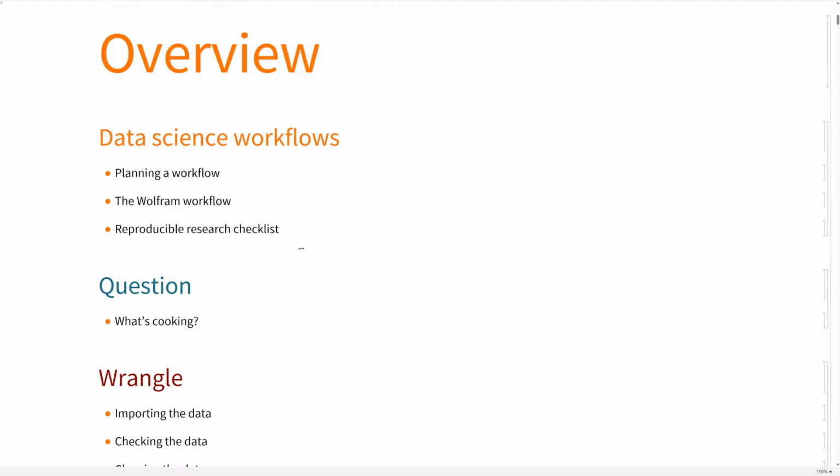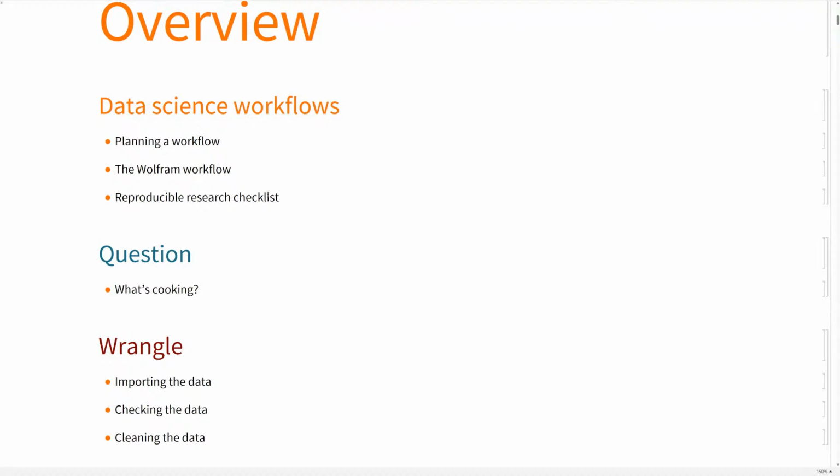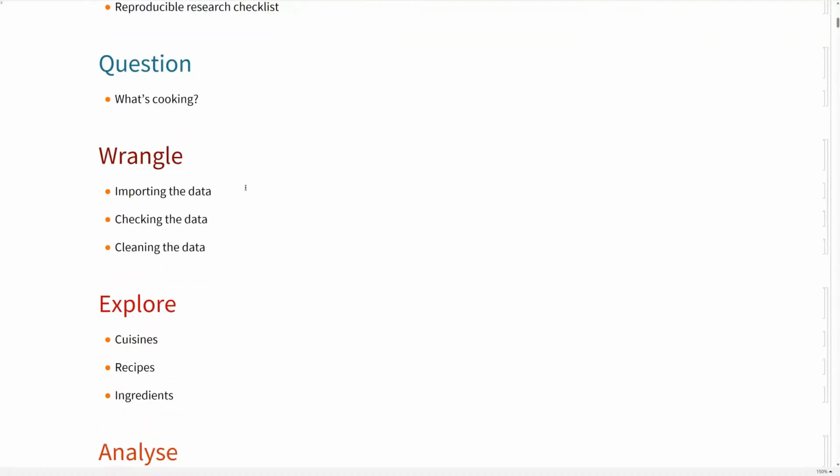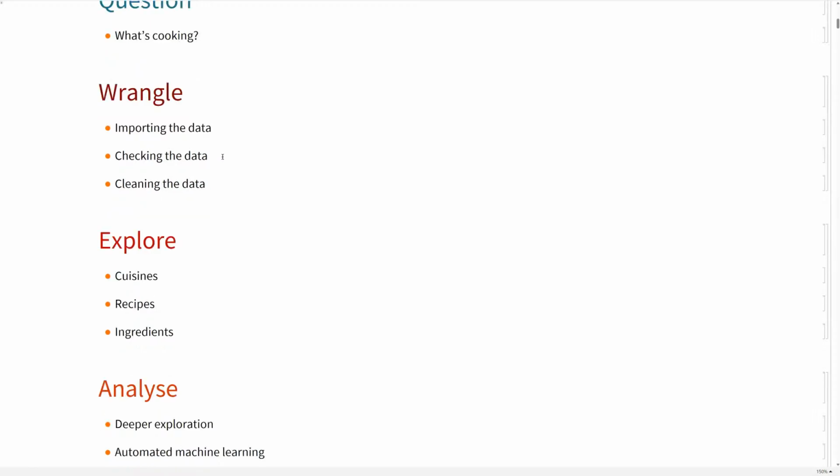We'll give an overview of how a data science workflow looks like, planning a workflow, how we're doing it in the Wolfram language, and if it's reproducible. So what we're doing is first to define the question. What are we doing here? What are we trying to achieve here? And then we have the data. What are we going to do about the data?